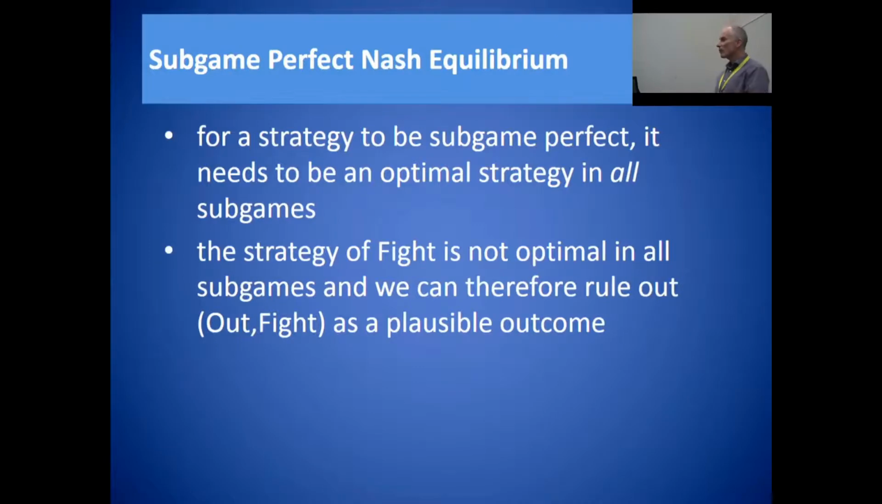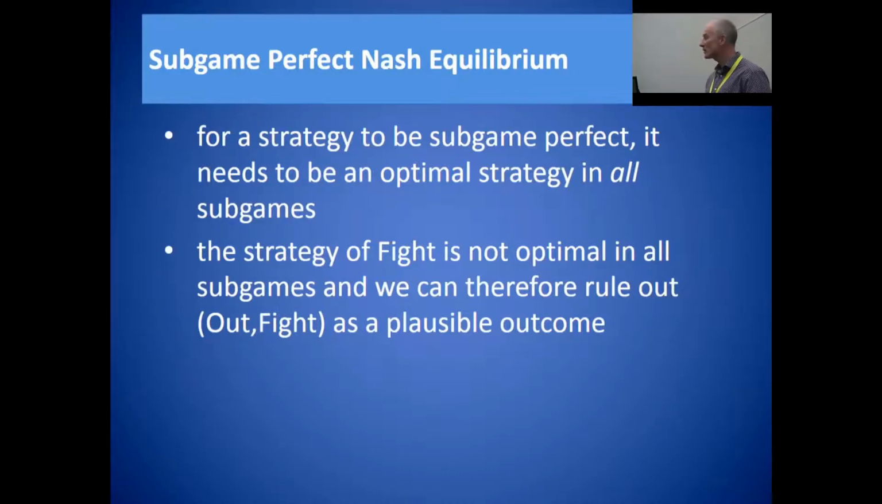Hence, what have we got here? We've said that there were two Nash equilibria in this game: one of in-acquiesce, the other out-fight. But whilst they were both Nash equilibria, only one of them, the one that we identified by backwards induction, is subgame perfect. And therefore, that is the only plausible outcome in the game.